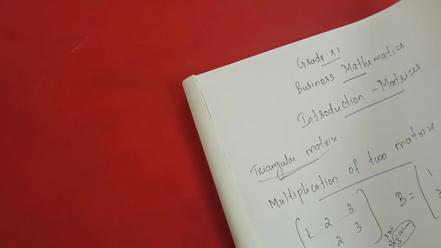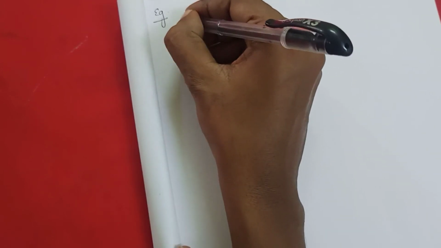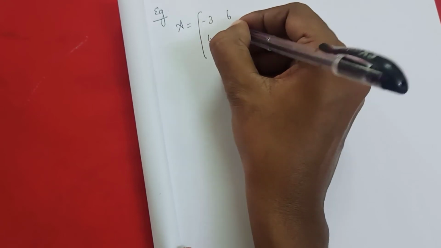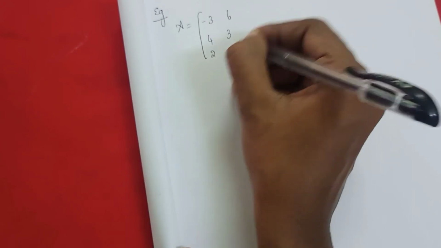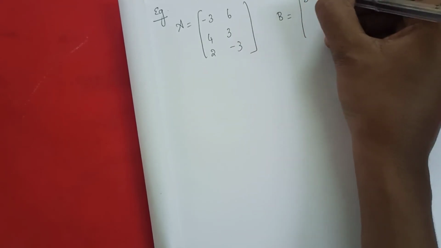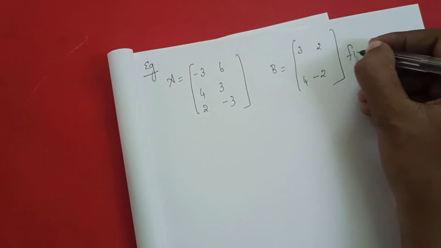I will give one more example for you, then only you will get some more knowledge. So I will give one more example. Draw the diagram. Another one. A equals minus 3, 6, 4, 3, 2, minus 3. B equals 3, 2, 4, minus 2. Okay, we need to find A cross B.